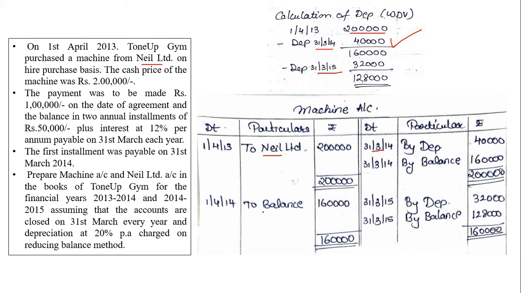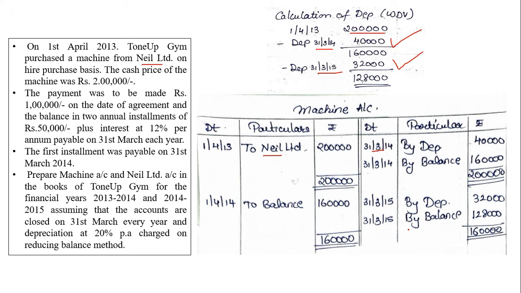Last year's balance will become this year's opening balance, 1,60,000. Again, same thing. You have to replicate. By 31st March 15, we have by depreciation. Our second depreciation was 32,000, so we have taken it as 32,000. Tally it, whatever answer you get will be your balance. So your balance is 1,28,000 rupees. Okay, so this is how you solve the machinery account.